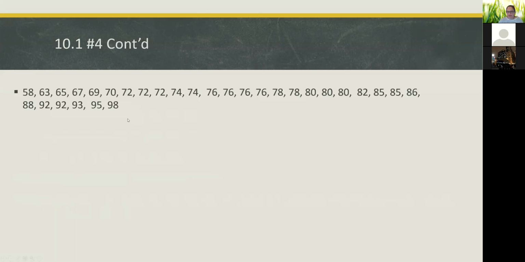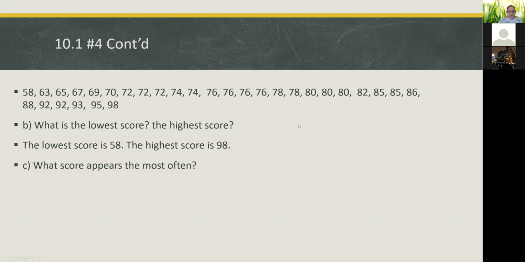So here's our scores again. And then the next question is, what's the lowest score and what's the highest score? That's a lot easier to see once you've done the work of arranging them in increasing order. We can see that the 58 is the lowest score and the 98 is the highest score. And then the next question is, what score appears the most often? We might at first think maybe it's 72 because there's 3 of those, but then I might notice that there's 4 76s. So I think maybe it's 76, and in fact it is 76. That's the score that appears the most often.